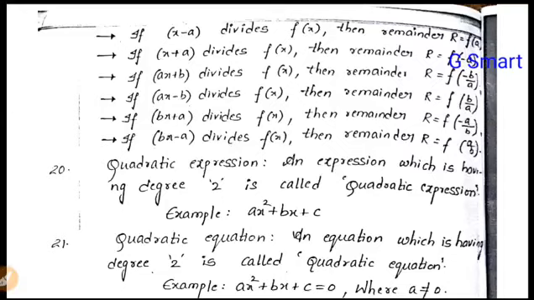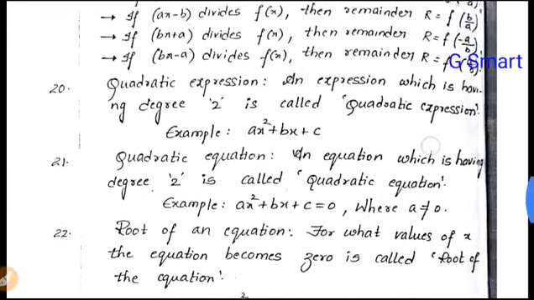Quadratic expression: an expression which is having degree 2 is called a quadratic expression. If degree 1 it is linear, degree 2 means quadratic, degree 3 means cubic. So for a quadratic expression, the degree must be 2, that is why it is called a quadratic expression. Example: ax square plus bx plus c is the standard quadratic expression.